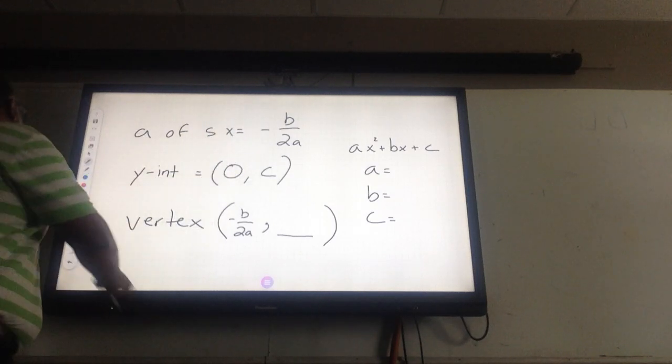All right. So then the last page, the last ones, asks you to find if it was a maximum or a minimum. We talked about this. If the value of A is greater than 0, the parabola opens which way? Up. It opens upwards. So that means that you have what kind of value? Minimum value.